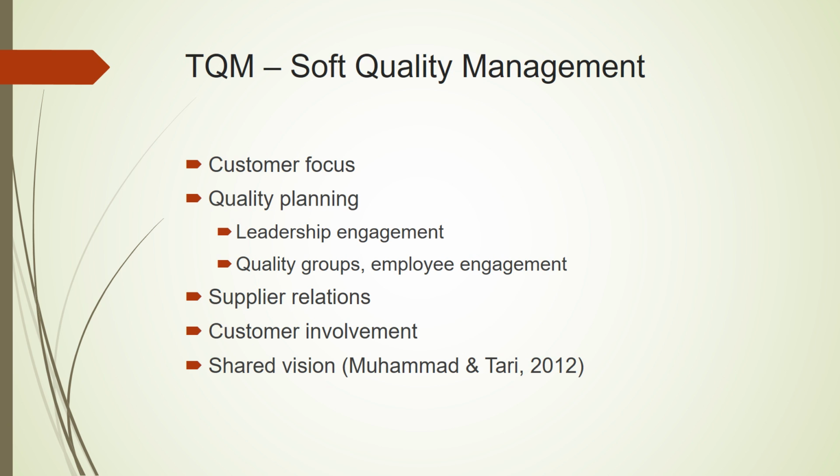Some soft qualities utilized by total quality management: customer focus. It focuses on the person buying the product and what they want. Quality planning. Now, the reason this is a soft quality is because, unlike a lot of organizations, it really requires leadership to be engaged, and also for leadership to engage their employees in something that is called quality groups, also referred to as quality circles, in which employees of different areas of the company problem solve for the company itself.